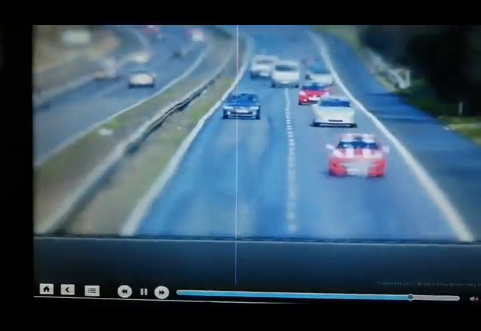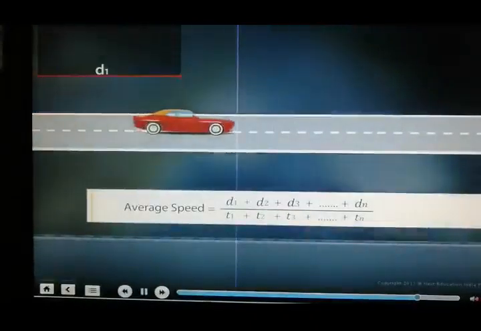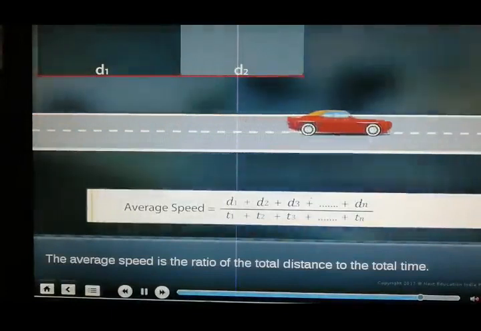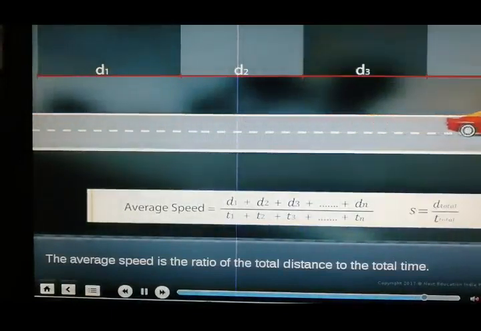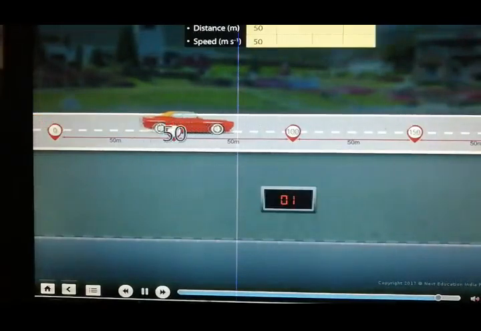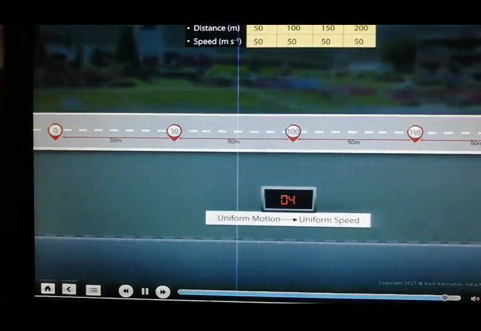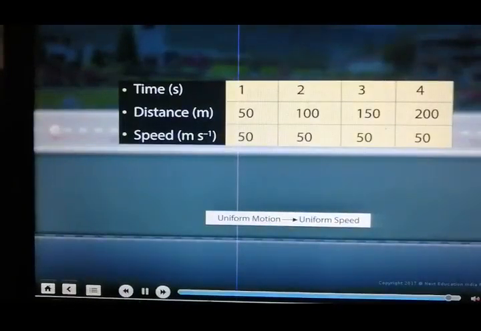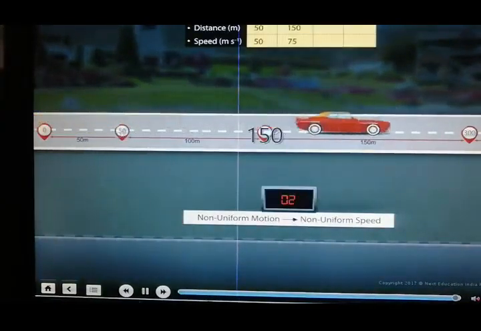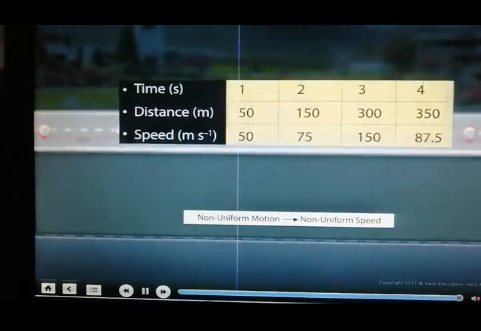Therefore, we typically use a quantity called average speed. The average speed of an object is the ratio of the total distance covered by the object to the total time taken by it for covering that distance. Like motion, speed can be uniform or non-uniform. Thus, an object in uniform motion has uniform speed, and an object in non-uniform motion has non-uniform speed.